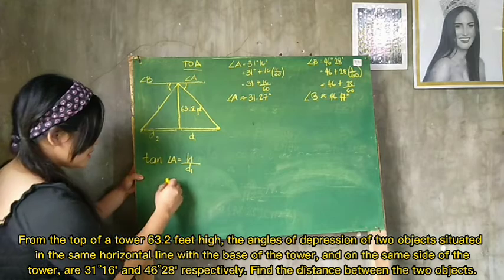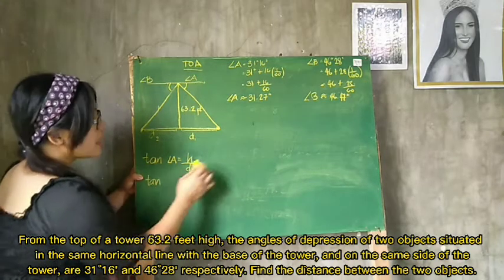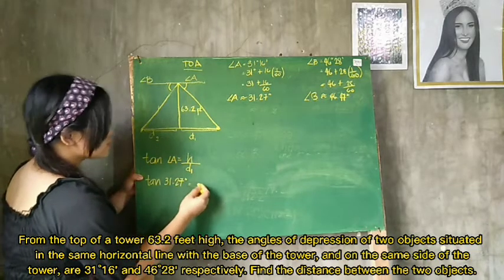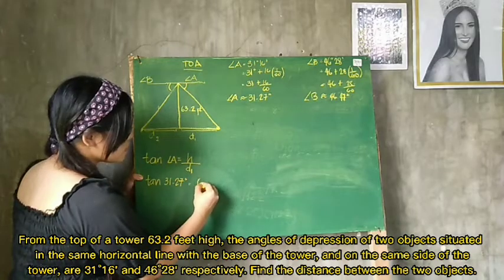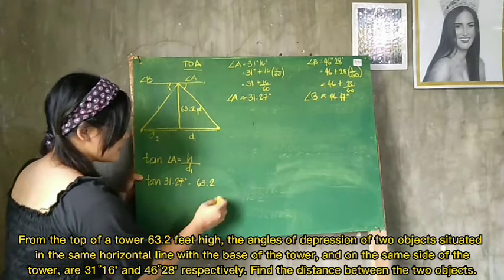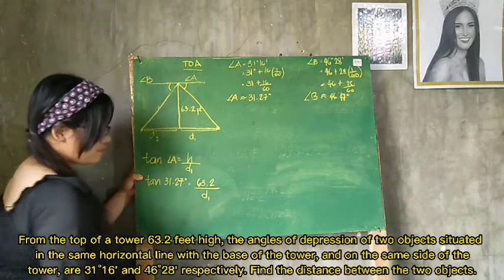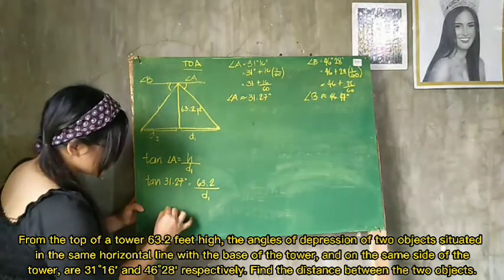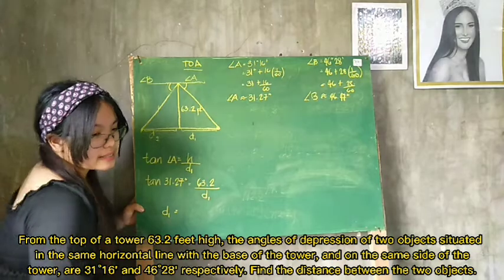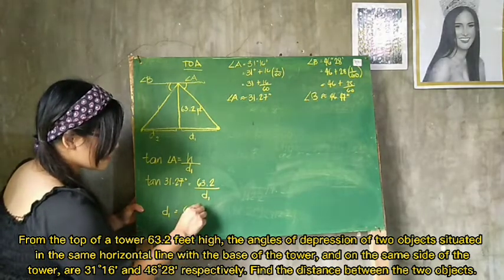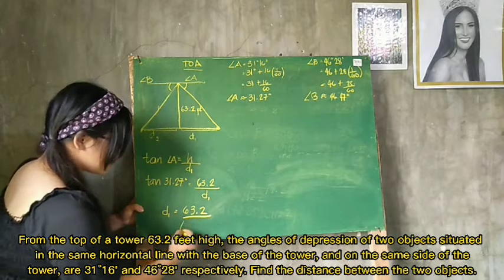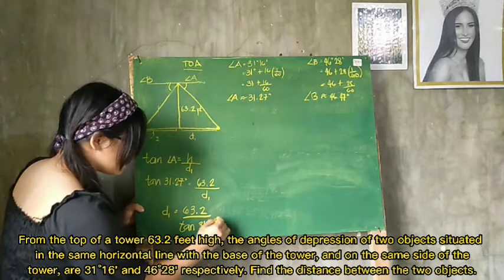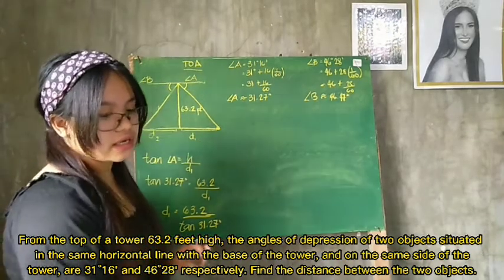So next is tangent angle A, 31.27 degrees, is equal to height, which is 63.2 feet over distance sub 1. Next, distance sub 1 is equal to 63.2 feet over tangent 31.27 degrees. So let's calculate using the calculator.